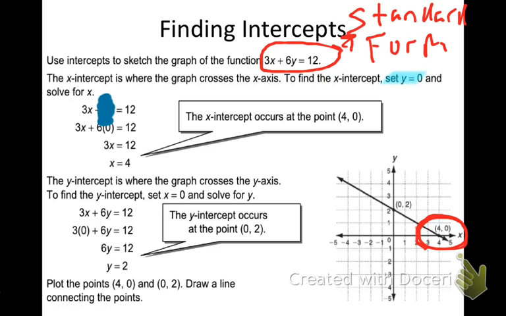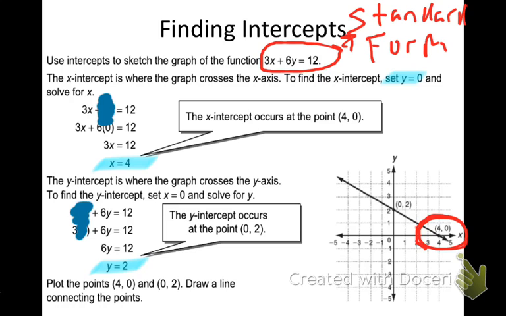3x equals 12, solve for x, my x-intercept is now 4. Okay, so I'm covering that up, solving for that part, I get x equals 4. Well, let's say I want to find the y-intercept. To find the y-intercept, I'm going to simply cover up my x. So 6y equals 12, divide by 6, I get my y-intercept is 2.